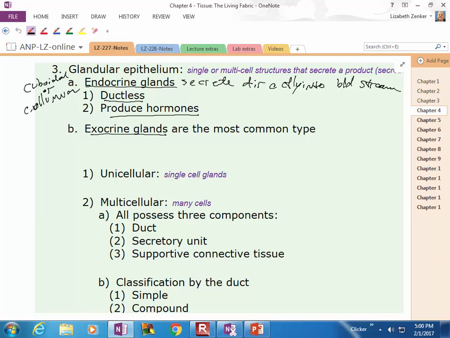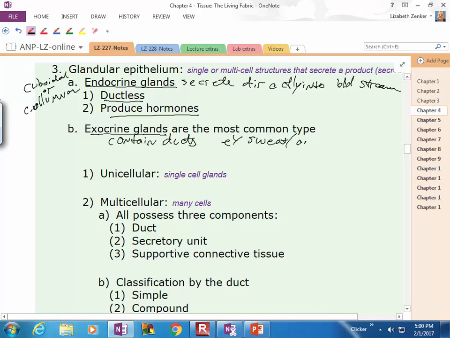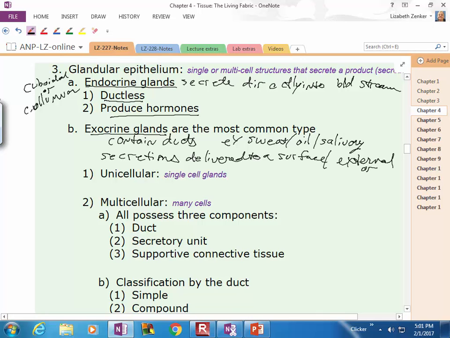If we look at exocrine glands, they are the most common type. These contain ducts. All other glands are these. So anything we didn't mention is now an exocrine gland. Examples would be sweat glands, oil or sebaceous glands, salivary glands, and their secretions are delivered to a surface, internal or external. Okay, so exocrine are the most common type, all right?